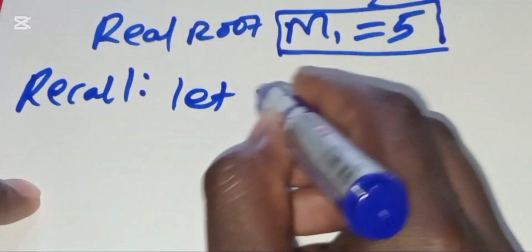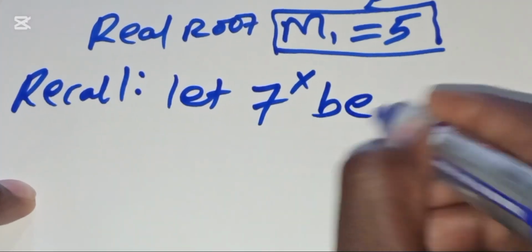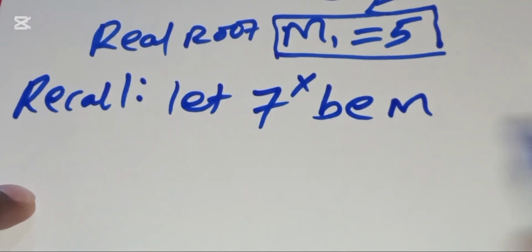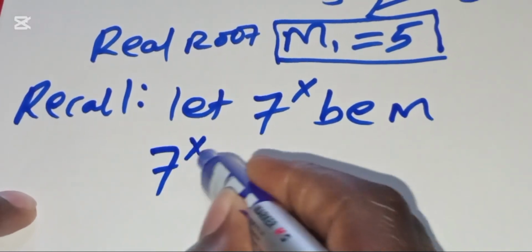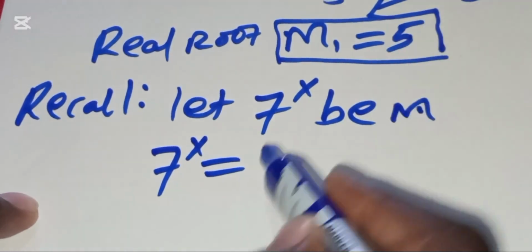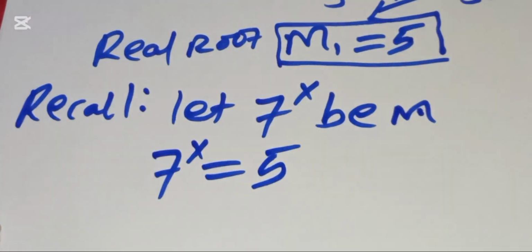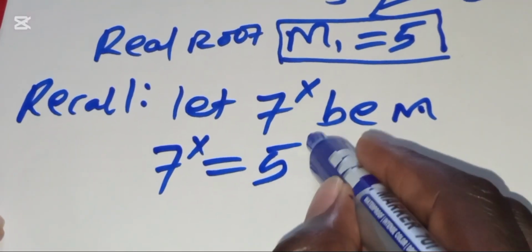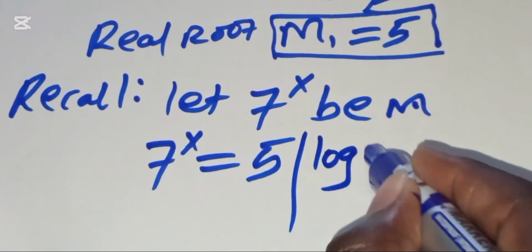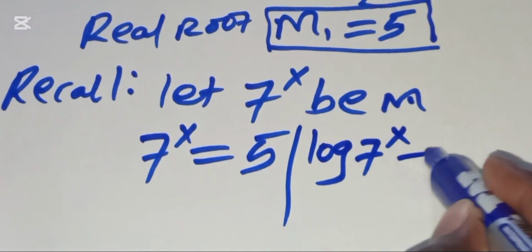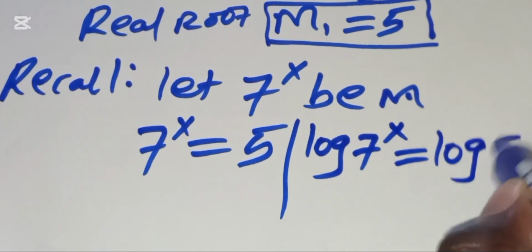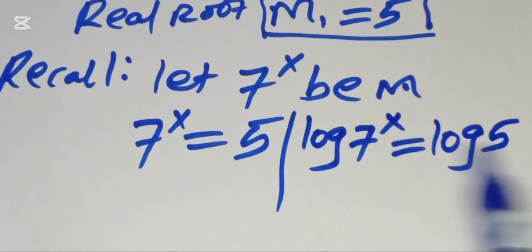Applying this m1, which is equal to 5, if you recall, we said that 7 raised to power x be equal to m. So we'll have 7 raised to power x equal to m, which is 5. Now, to solve for the value of x, we introduce the natural logarithm, so that we have log 7 raised to power x equal to log 5. We apply the logarithm on both sides.